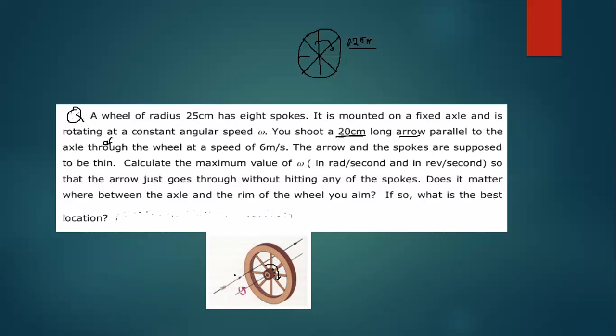So as it will be moving through these spokes, this wheel will be rotating, all right? So high chances are there that the arrow and the wheel will bump into each other. But we want to shoot at a speed where this doesn't happen, where the arrow just passes through properly. Okay, are we following the explanation? Are we following the explanation?